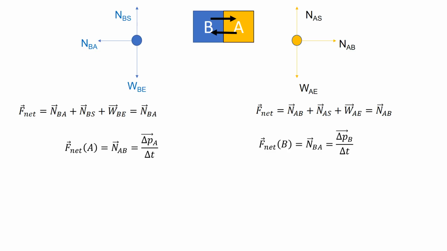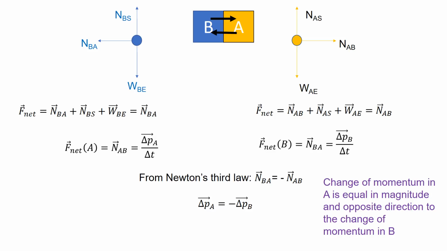So the net force is the normal force for each, which means that, by Newton's third law, the normal force on block A by block B is equal to the negative of the normal force on B by A, which also means the change in momentum of A is the negative change in momentum of B.